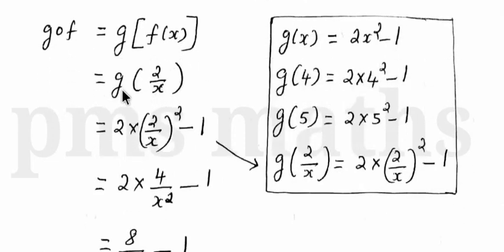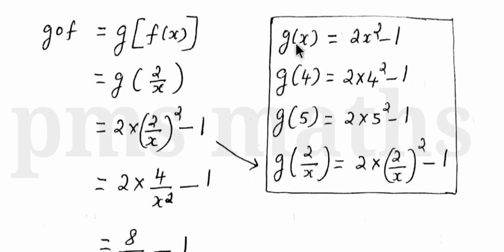Now, g of 2 by x. What's the value of g of 2 by x? It is nothing but 2 into 2 by x whole square minus 1. The reason is, what is g of x? g of x is nothing but 2x square minus 1. Therefore, for example, g of 4 is 2 into 4 square minus 1. g of 5 is 2 into 5 square minus 1. That means just substitute x is equal to 4 here, and x is equal to 5 here.